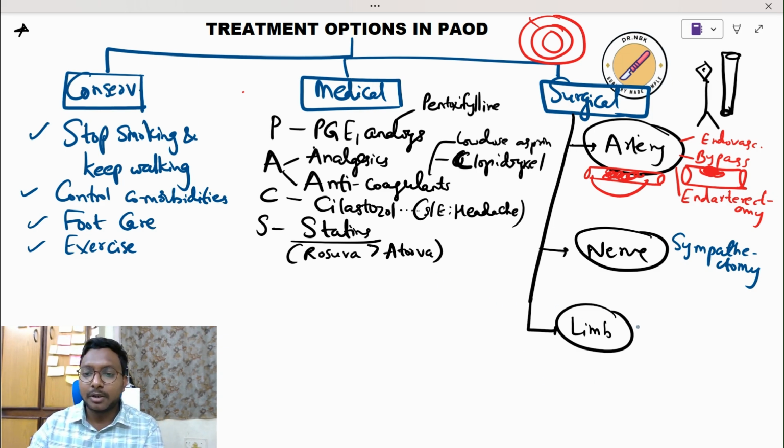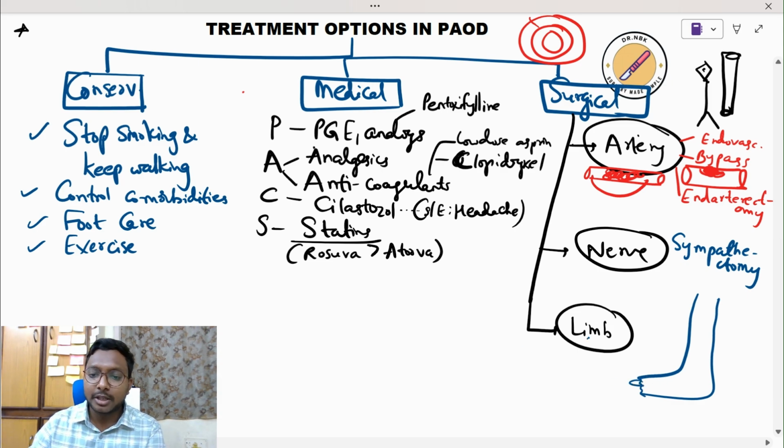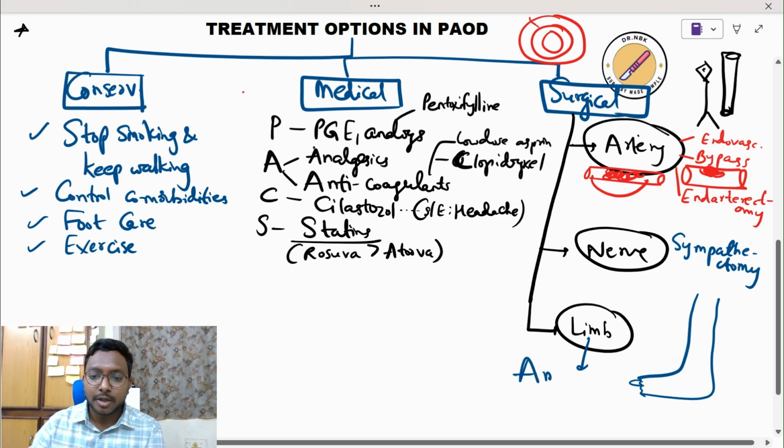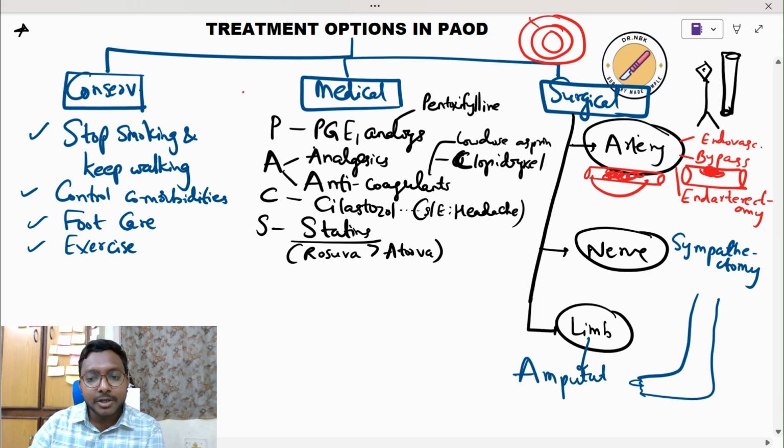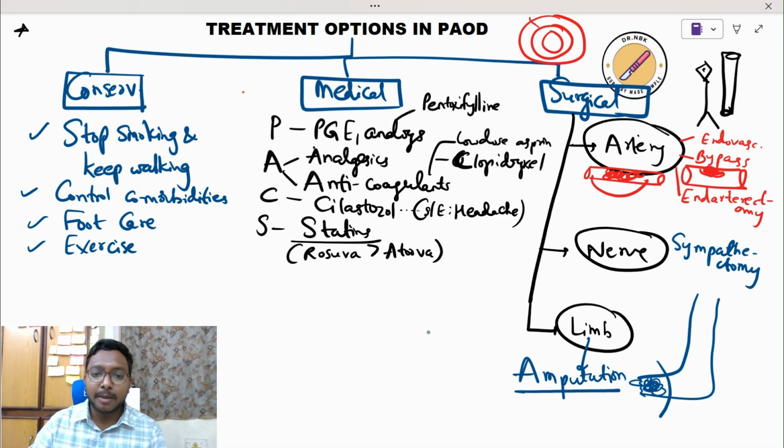Next, coming to limb. So let's say, for example, the patient has come with gangrene. So you can't reverse the gangrene no matter what you do. Obviously, you have to go for amputation. So regarding the limb, the treatment option is nothing but your amputation. What amputation? Depending upon the extent of the gangrene, you will decide. Let's say, for example, the gangrene is confined to the foot. You can go for midfoot amputation, like you have named amputations. So you need to remember the names of the amputation.